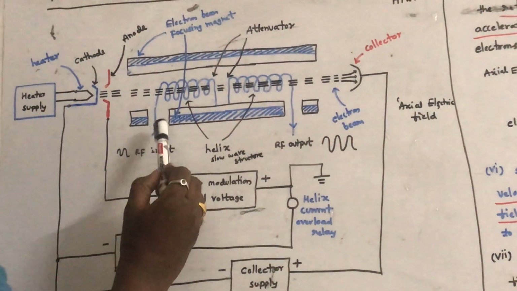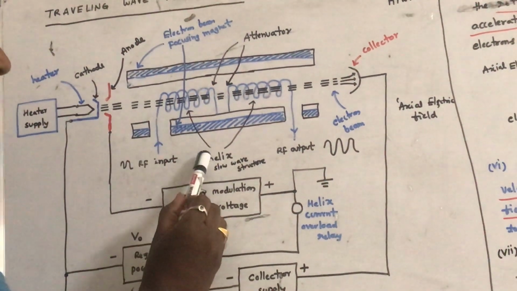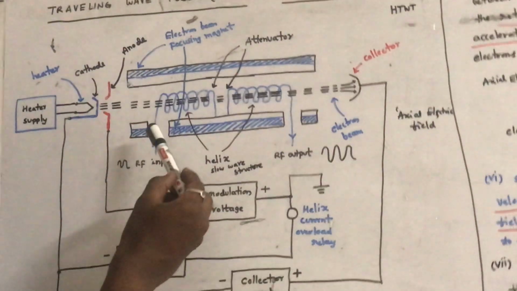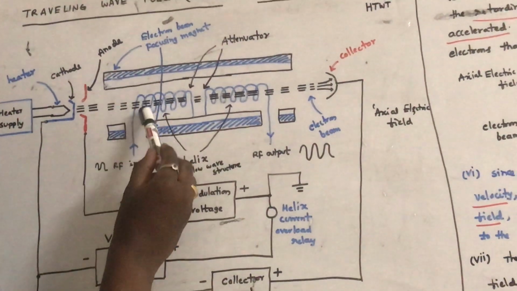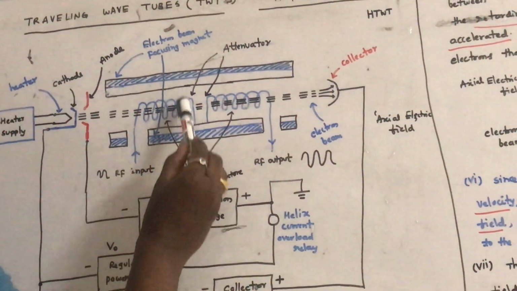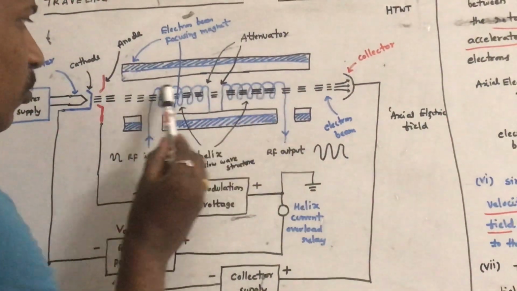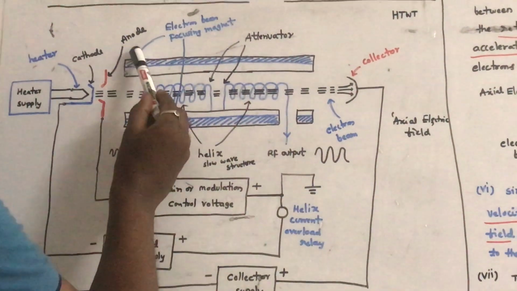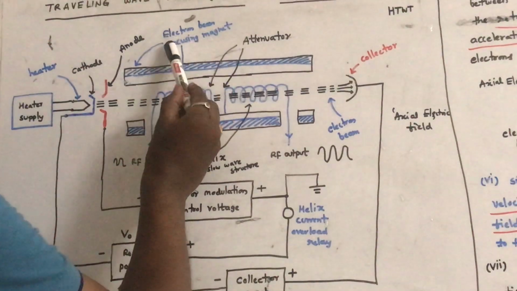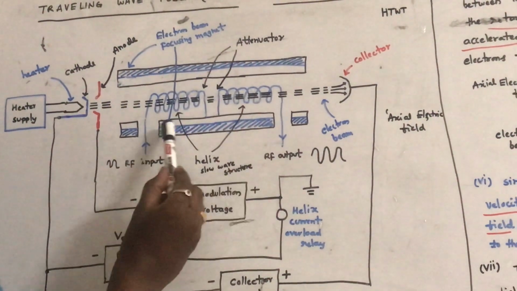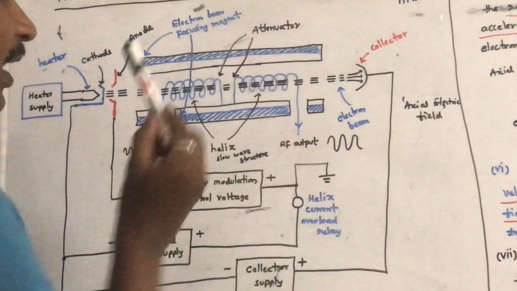It also consists of, you can see, a helical slow wave structure. We have seen different types of slow wave structures; we use the helical slow wave structure here. The electron beam passes through this helical slow wave structure. There is a focusing magnet. You can see this electron beam focusing magnet. There are two magnets which are used to focus this electron beam.